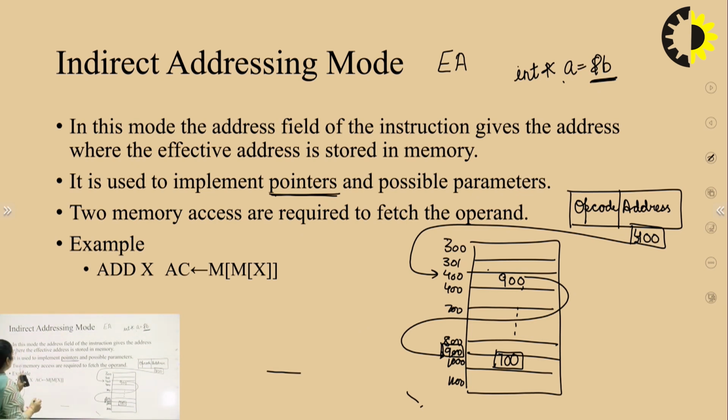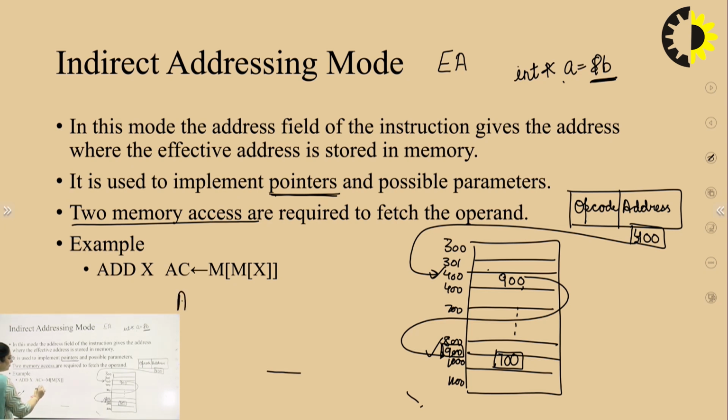Here we need to have two memory accesses. This is the limitation, a disadvantage of this mode, that we need to do two memory operations. First we'll go to the first memory location, and then we'll again perform memory fetching. Two types of fetching, two memory accesses we need to perform.